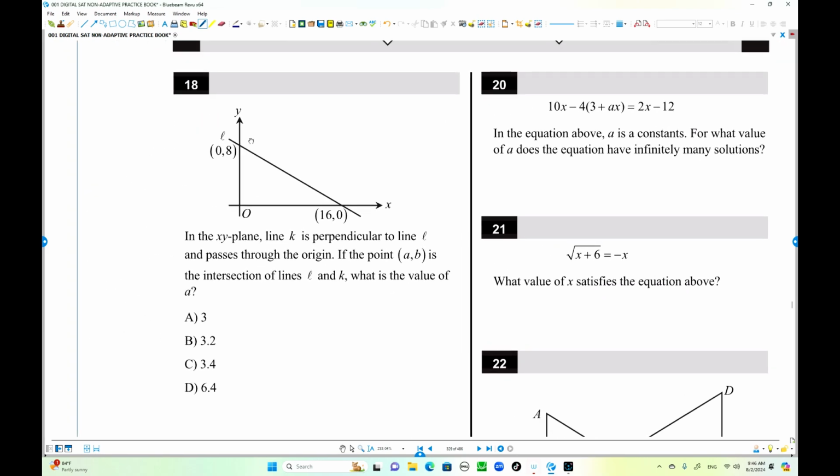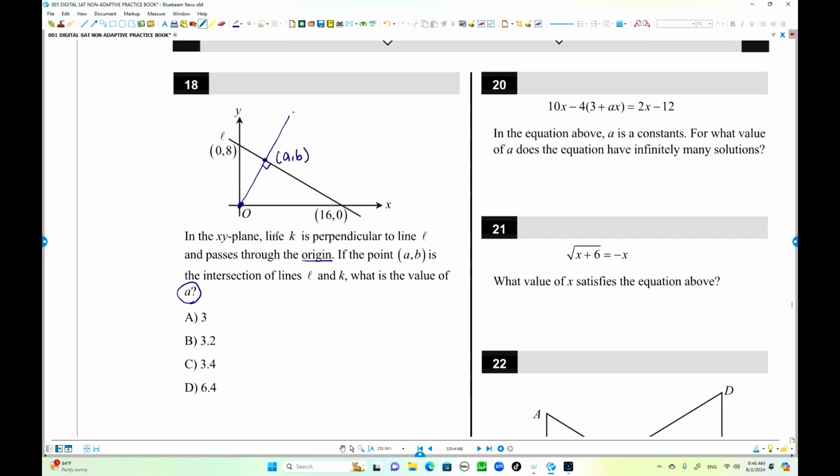Here is number 8. So line K is perpendicular to line L. Line L is given on the graph. This is perpendicular, looks like this. Sorry. Okay, this is better, right? Perpendicular, and passes through the origin. This intersection is A and B, that's the coordinate. So what is the value of A? We're going to find the value of A, not B. We need to find the intersection.